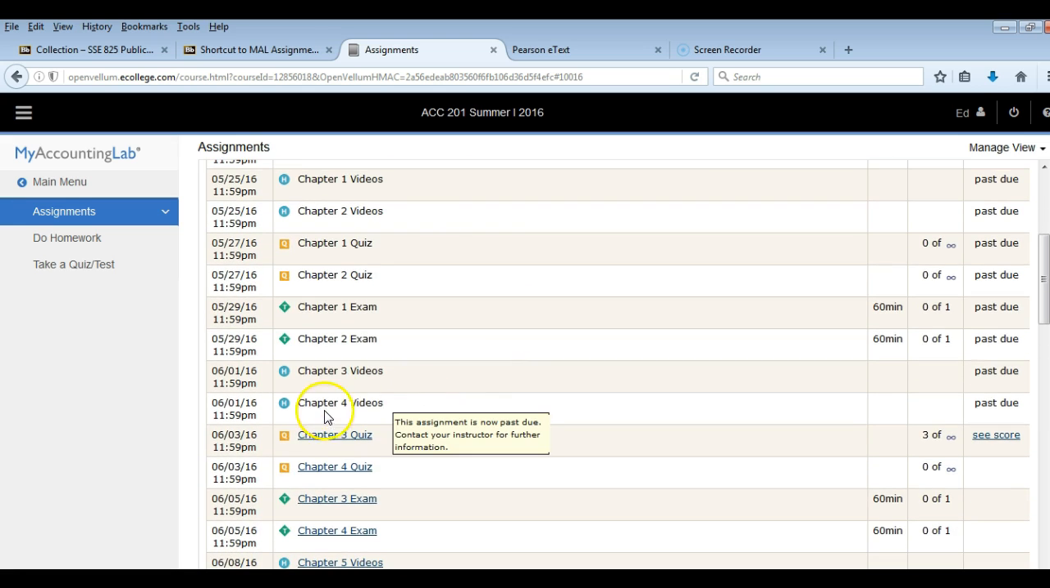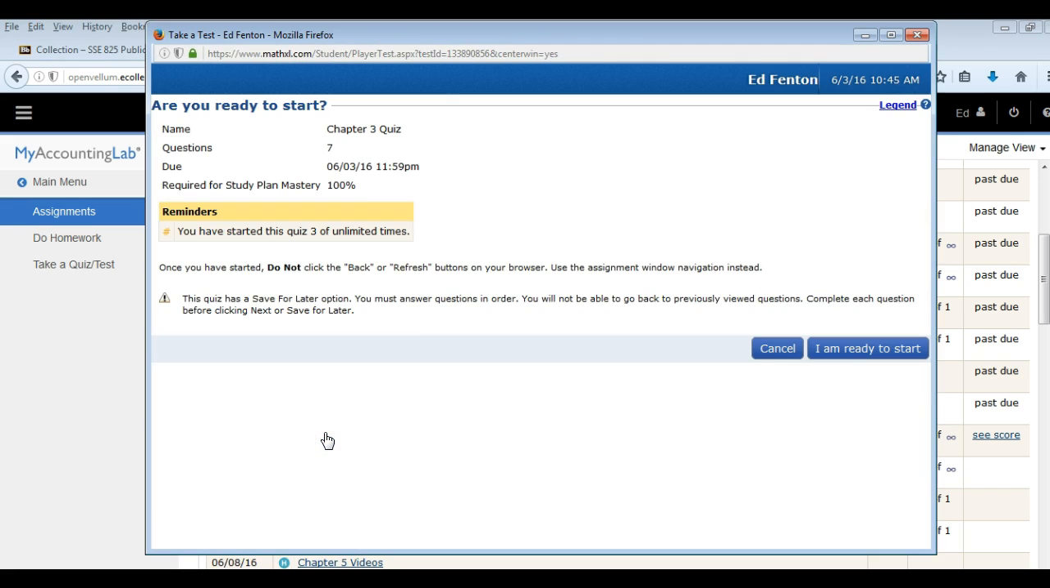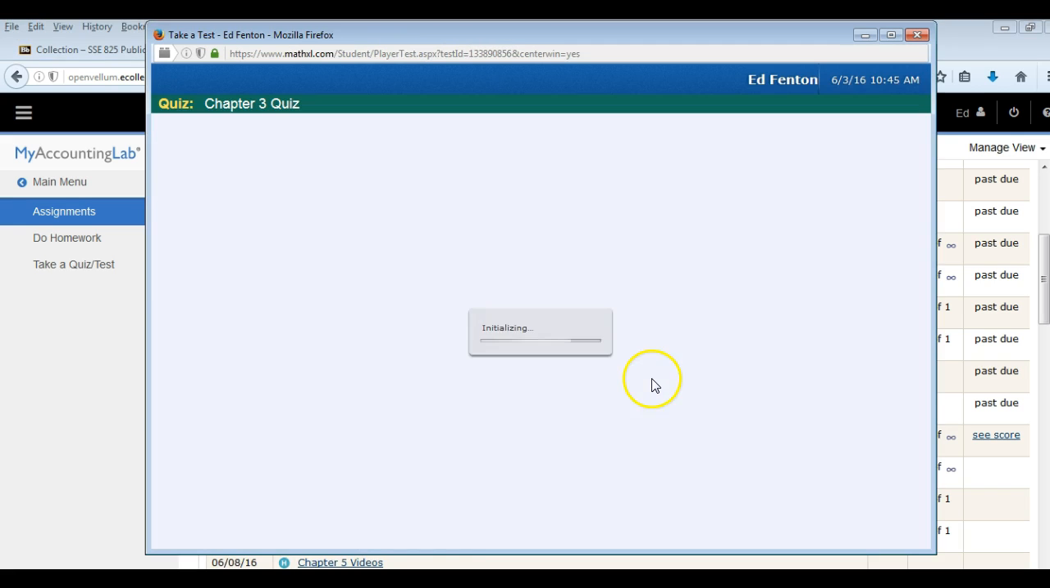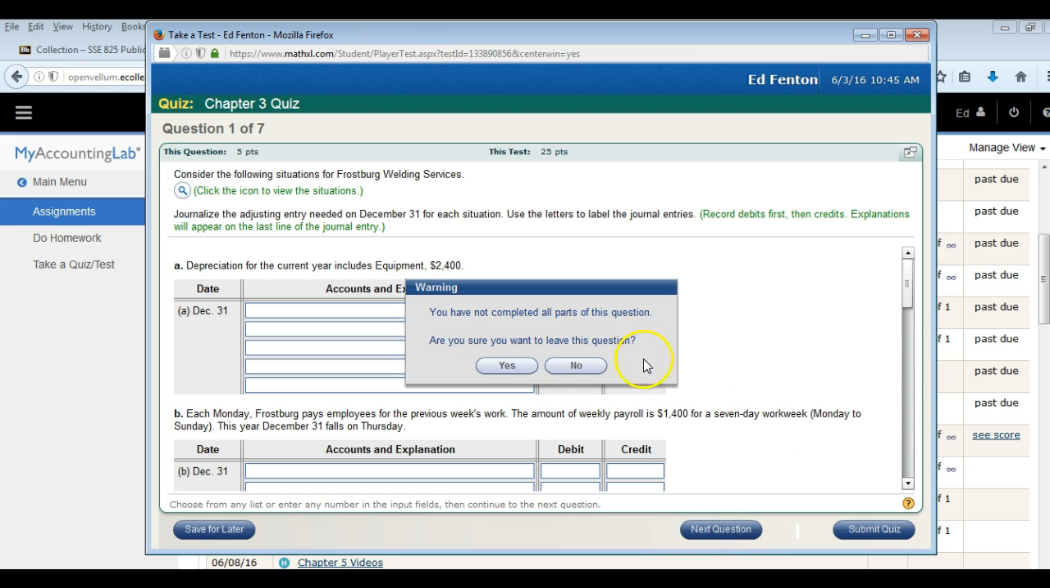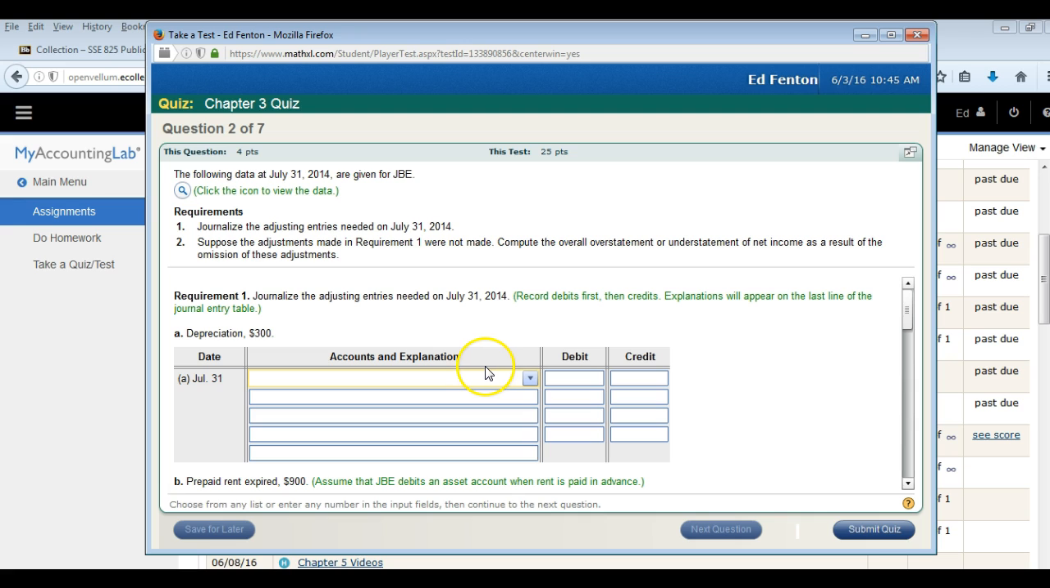So let me scroll down to the Chapter 3 quiz. Let's start it. To get to question 2, I'm just going to enter an item here, just enough to get to the next question. In this question, they ask for a series of adjusting entries, and then they ask, if those entries were not made, what would be the overall overstatement or understatement of net income. For example, the first one, your numbers will be different. The questions and wording are the same, but the numbers are different.